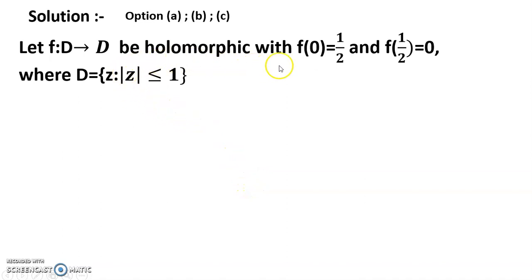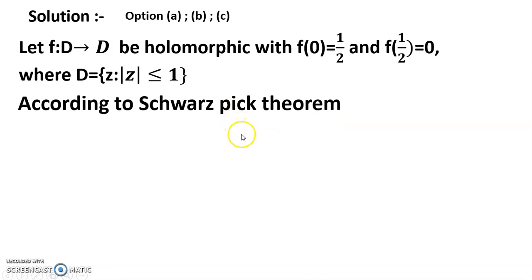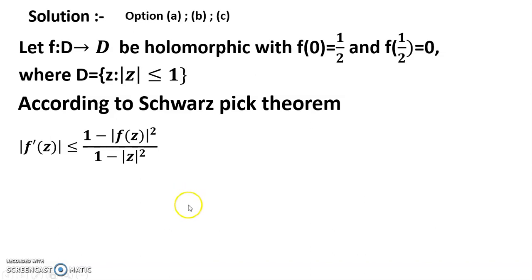So f: D → D is holomorphic, f(0) is equal to 1/2 and f(1/2) is equal to 0, where D equals {z such that |z| ≤ 1}. So I use the Schwarz-Pick theorem. The Schwarz-Pick theorem says |f'(z)| ≤ (1 − |f(z)|²) divided by (1 − |z|²). I repeat this formula again: |f'(z)| ≤ (1 − |f(z)|²) divided by (1 − |z|²).